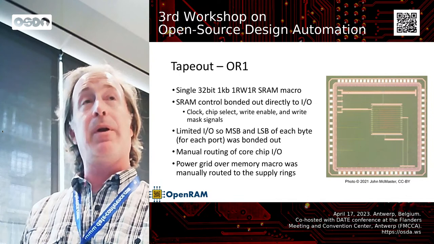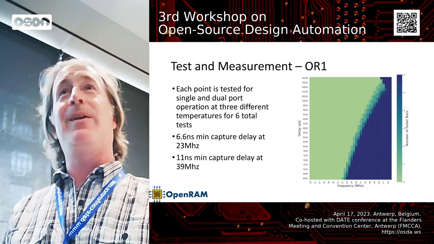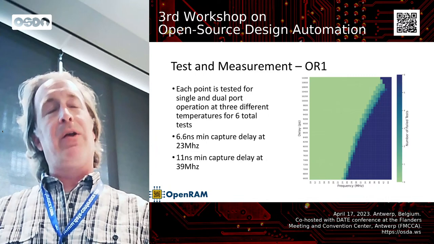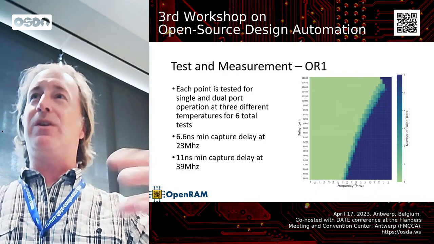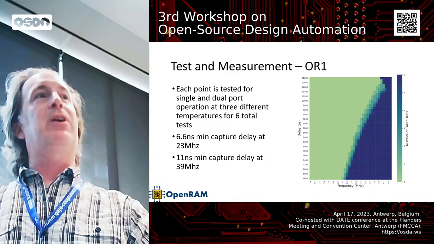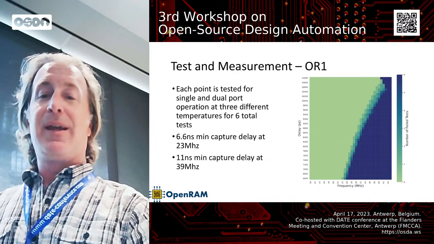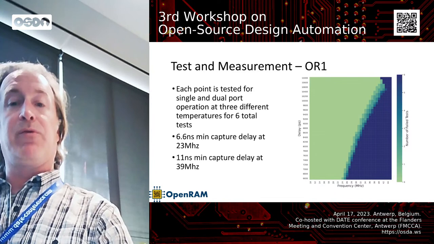And who thought you'd see a schmoo plot in an open source talk? But we've actually got silicon measurements of that first SRAM, and it's functional. I think the main challenge was a lot of the routing at the top level. We didn't buffer a lot of the signals to do timing optimization to connect to the SRAM. So we're actually limited in performance by the interconnect connecting to the SRAM rather than the SRAM itself. And you can see we tested over a different set of corner temperatures, voltages, and so on. And it was working up to around 40 megahertz, which is not bad for a first go.